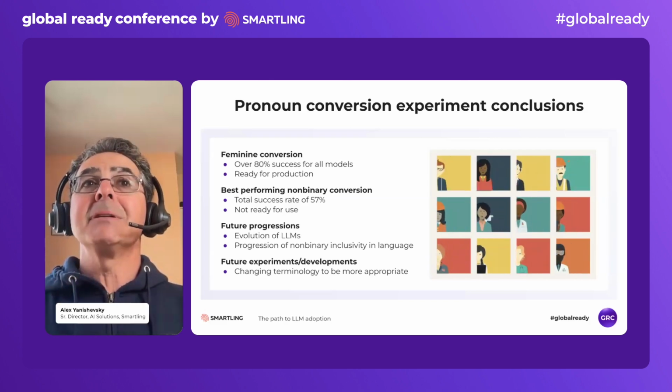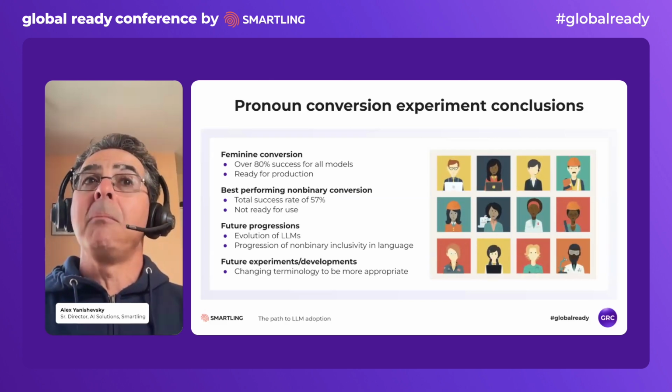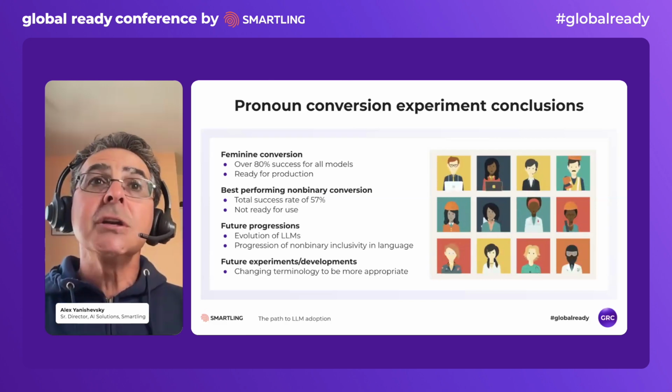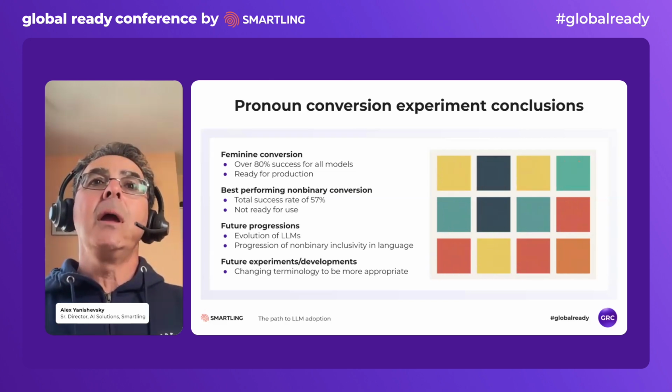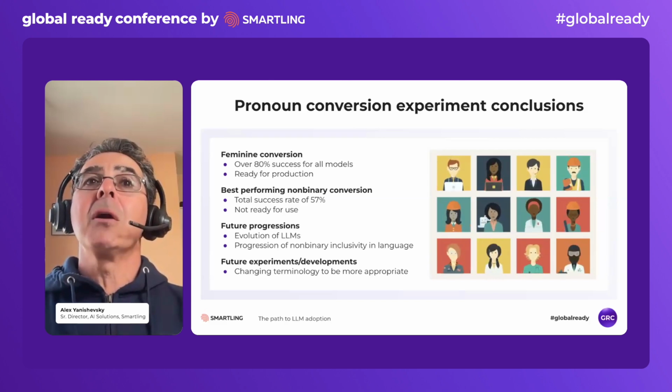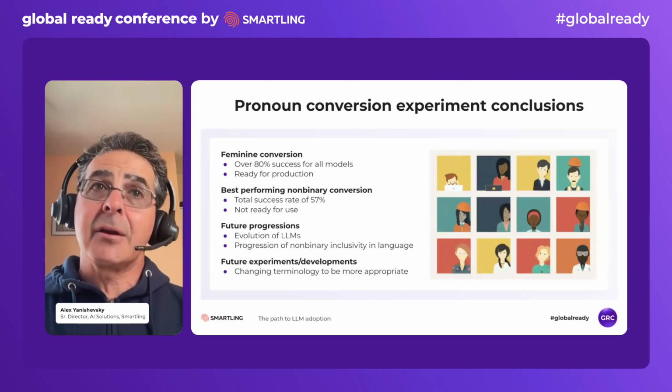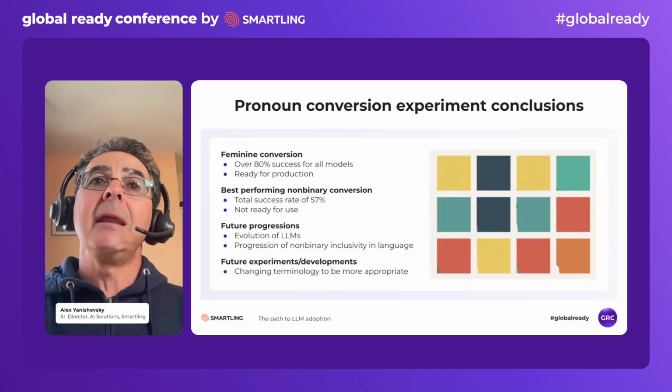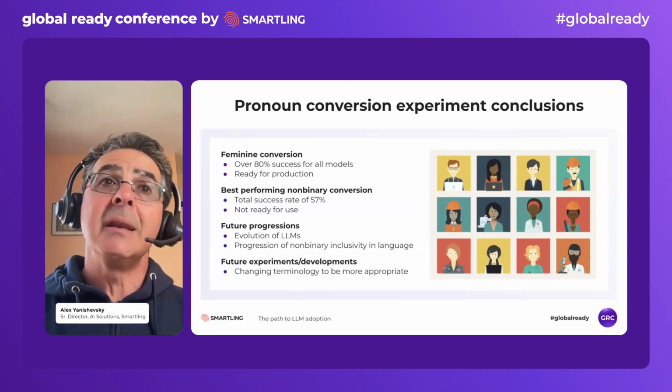Right. So again, to sum up these pronoun conversion experiments, we see a conversion from masculine to feminine. We're seeing over 80% success for all models, and it's ready for production. When we're dealing with non-binary conversion, the best performing large language model is only at 57% accuracy. So clearly it's not ready for production use at the moment.